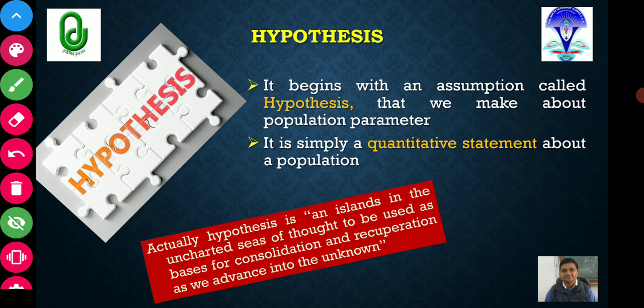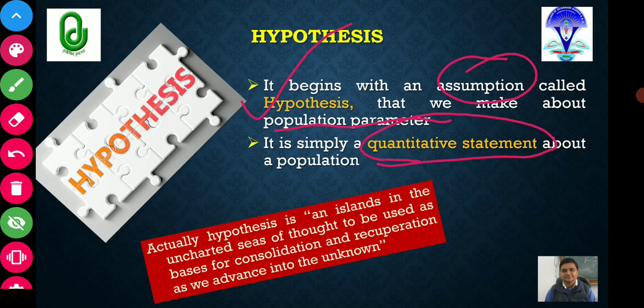So what is a hypothesis? Hypothesis testing always begins with an assumption, and that assumption is called a hypothesis. That assumption we make about the population parameter. So what is a hypothesis from a statistical point of view? It is the assumption that we are making about the population parameter, or it is simply a quantitative statement about the population. Whatever quantitative statement we make about the population is called a hypothesis.